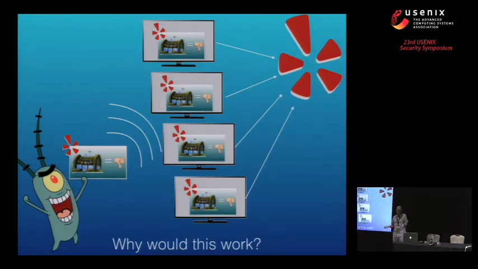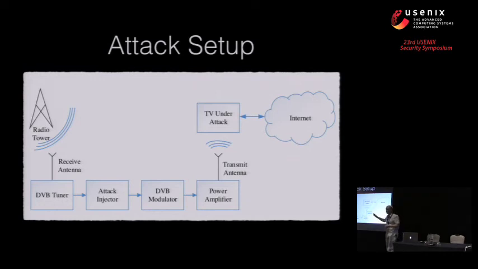So this is a very serious problem. Now let's talk about the attack setup, okay? This is the setup we proposed in our paper, and we verified it. You can read it. Basically, this attack addresses DVB terrestrial. That means digital over-the-air transmissions with broadcast antennas.